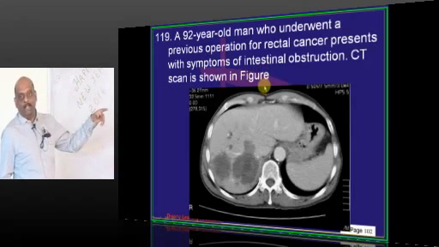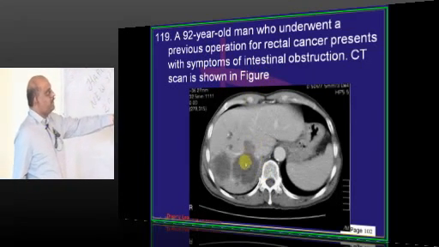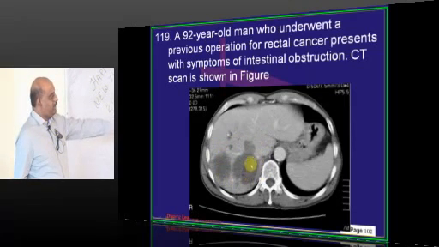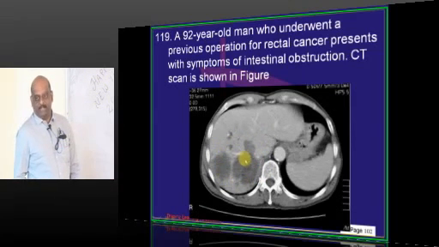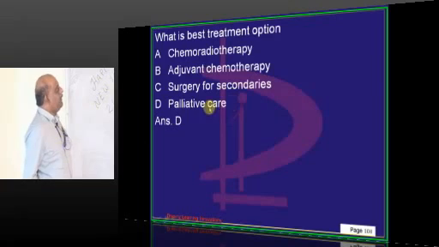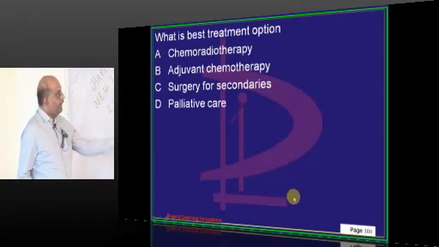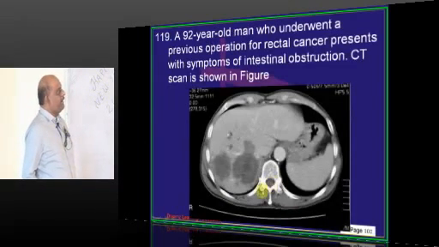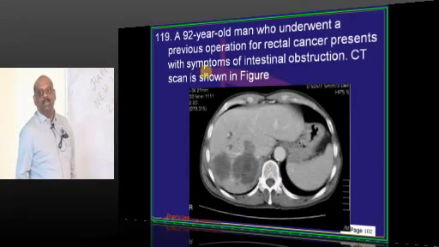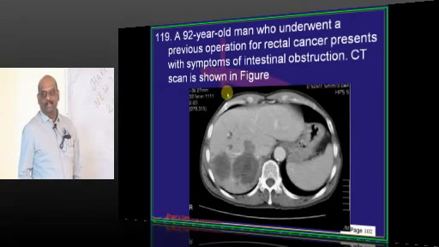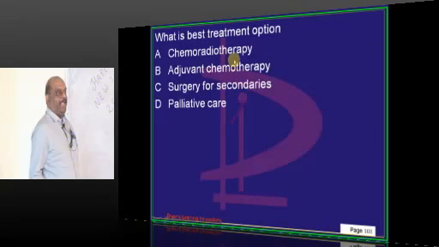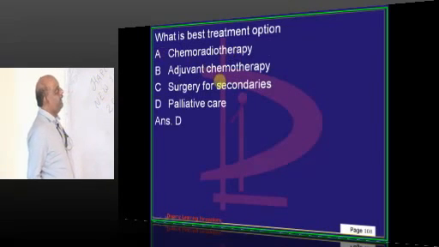A 92-year-old who has rectal cancer presents with intestinal obstruction. CT, what is it showing? It is showing liver mets. So what is the best treatment in his given case? Multiple liver mets are there. 92-year-old, where will you put a knife on him? So palliative care is what you have to ultimately do.